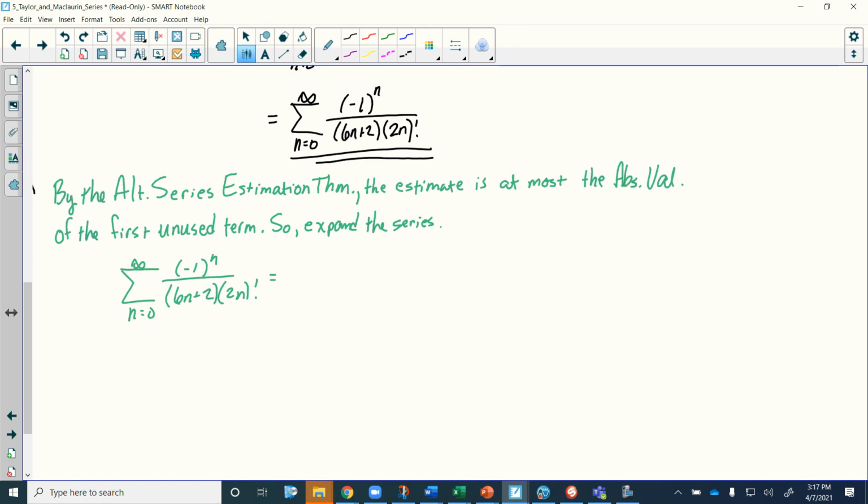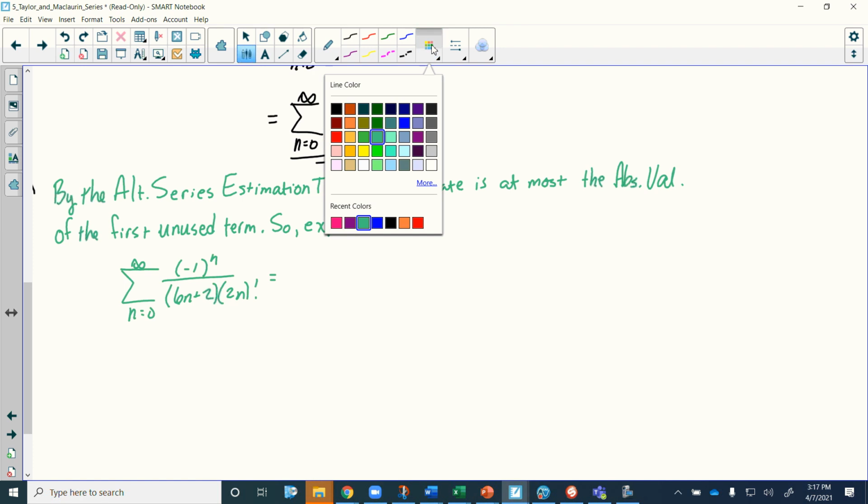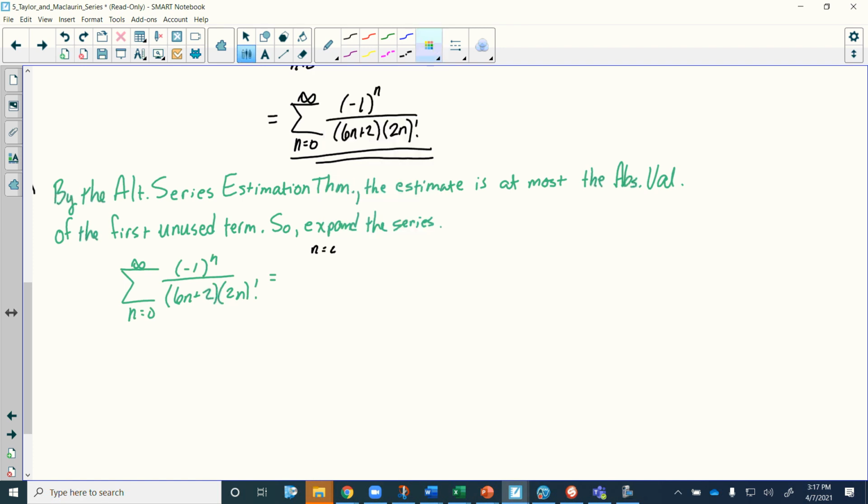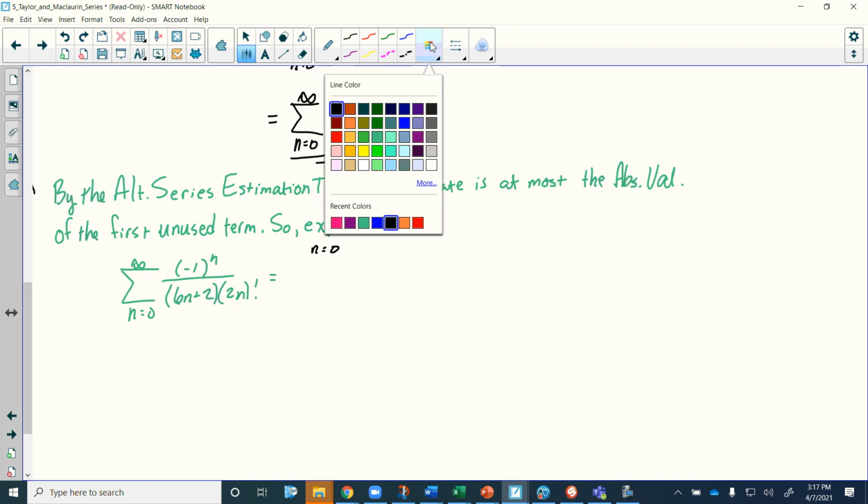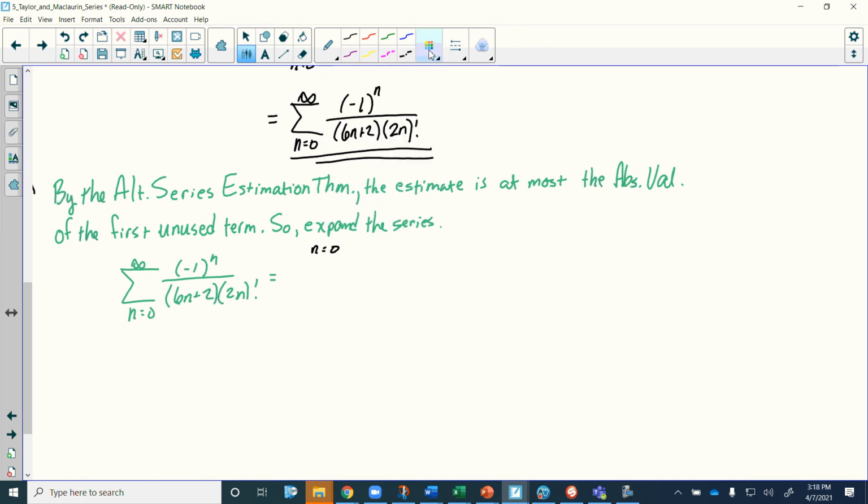Okay, so here, let's say, when n is equal to 0, I'm going to wind up getting negative 1 to the 0 over 6 times 0 plus 2 times 2 times 0 factorial. And we'll just keep doing that for a few terms. So I'm going to go ahead and pause the video and write those out again.